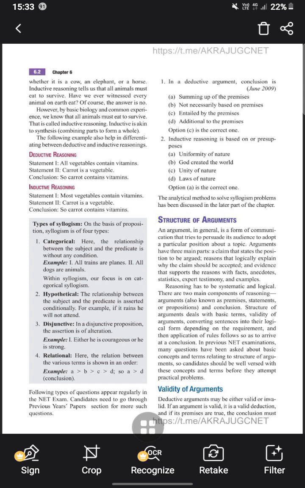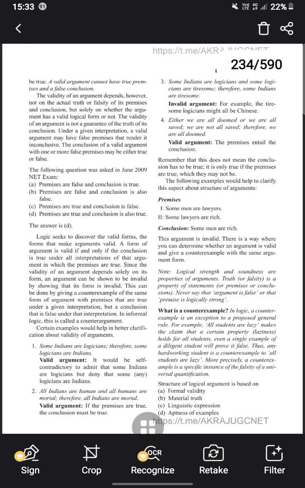If an argument is valid, it is a valid deduction, and if the premises are true, the conclusion must be true. A valid argument cannot have true premises and a false conclusion. Okay. The validity of an argument depends, however, not on the actual truth or falsity of its premises and conclusion, but solely on whether the argument has a valid logical form. The validity of an argument is not a guarantee of the truth of its conclusion. Under a given interpretation, a valid argument may have false premises that render it inconclusive.